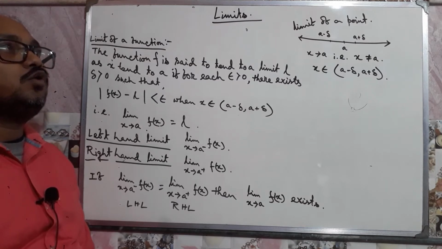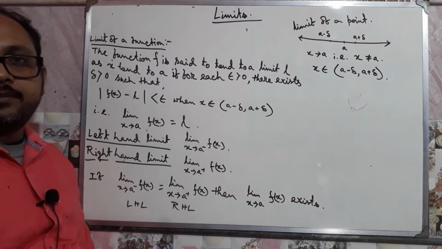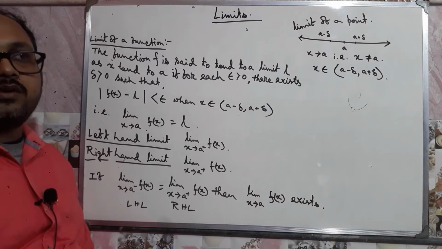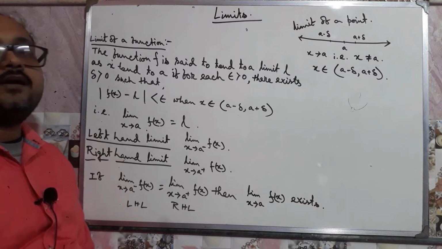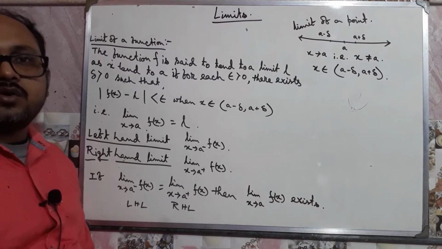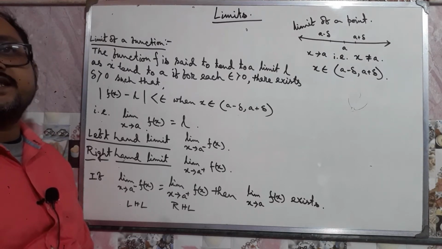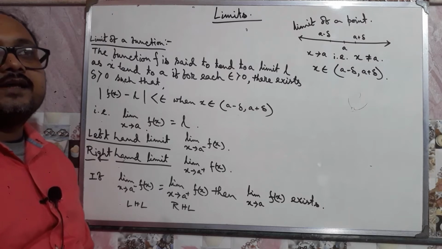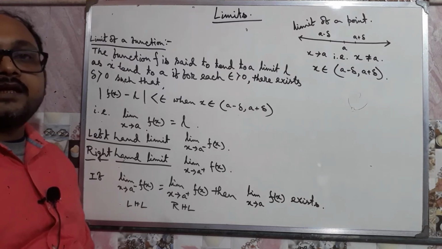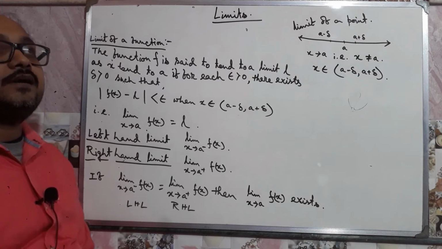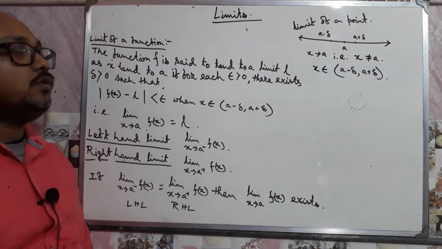Suppose 2.99995 or 3.401, that is 3.4 zeros then 1. These two values are not exactly equal to 3, but very near to 3. In these cases, we can write x tends to 3. That is, x is not equal to 3, but it is very near to 3.